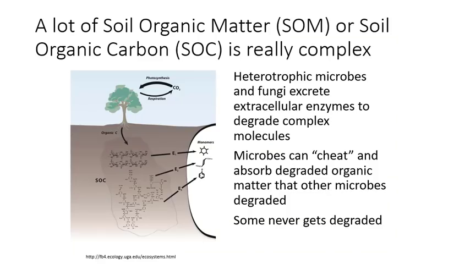It's really important to remember that a lot of the organic matter that exists in the environment does not exist as simple monomers or glucose. It exists as very complex compounds, and microorganisms are very, very small. So heterotrophic microbes and fungi will excrete extracellular enzymes that degrade the complex molecules that exist in the world. This turns them into monomers so that microbes can transport them into their cells.